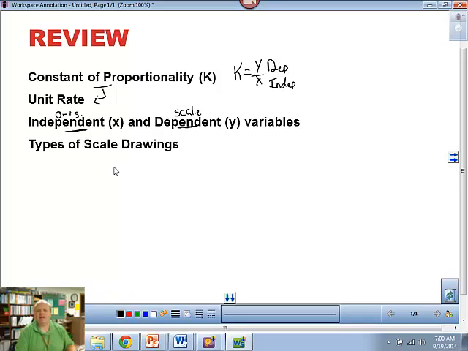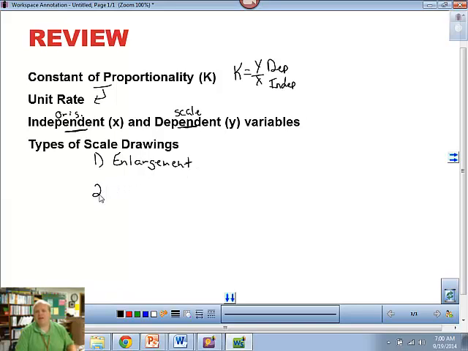And then we really haven't talked about this a whole lot, but there are two different types of scale drawings. The first type is called an enlargement. And this is what happens. Say you take a picture on your phone, and you really like that picture, and you want a bigger picture of it. So I'm actually going to enlarge the picture to make it bigger.